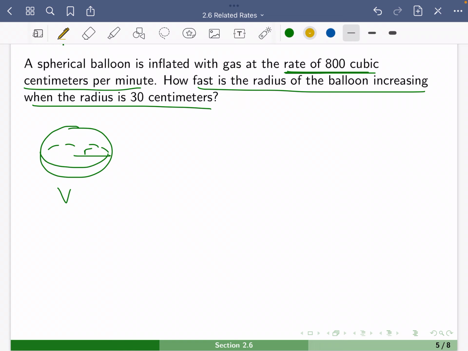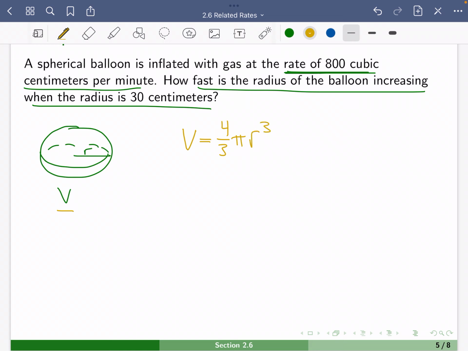Now let's write an equation that relates our two variables. Right? So an equation that relates the volume to the radius. So how are volume and radius related? Well, for a sphere, the volume is 4/3 pi r cubed.